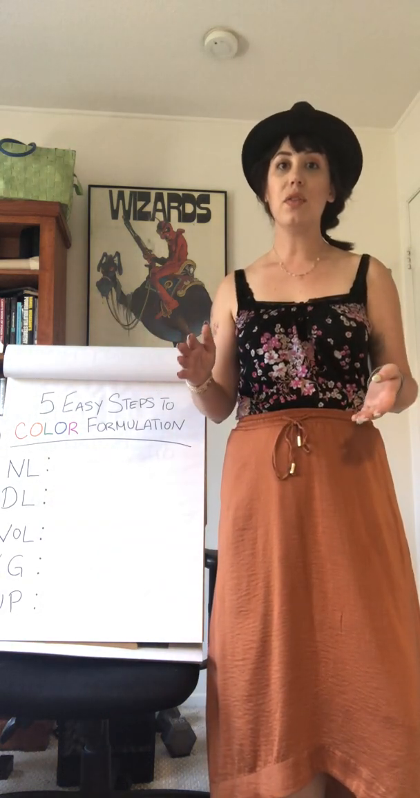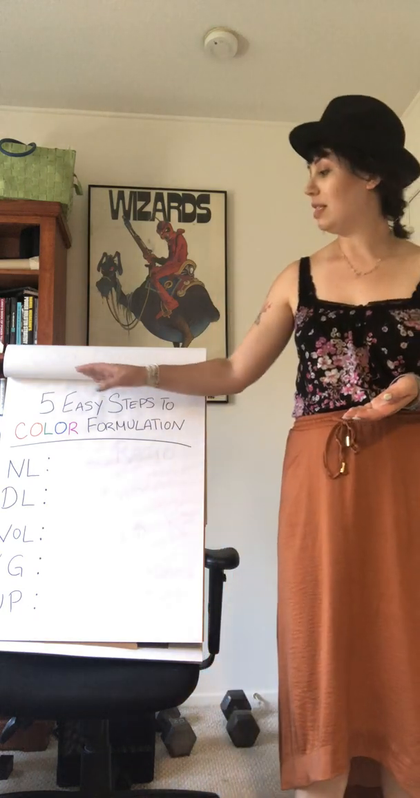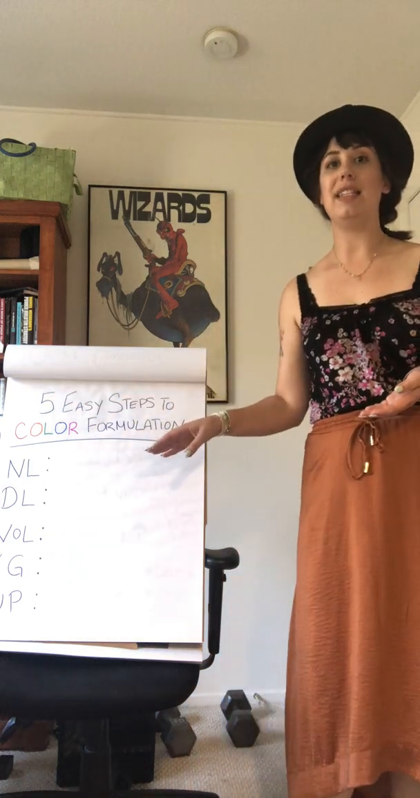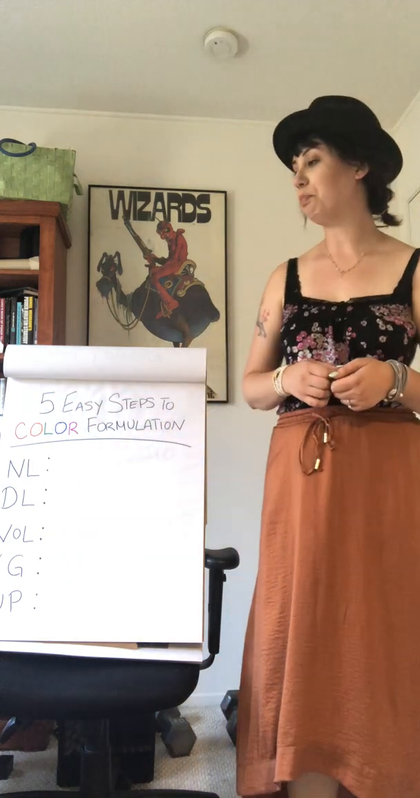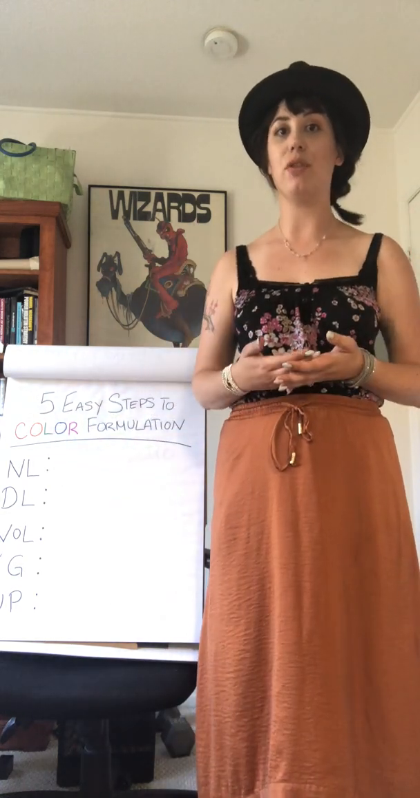So if you've noticed through our examples with gray coverage, we used this breakdown of how to formulate. We call this our 5 easy steps to color formulation. To start off, you're going to want to find your client's natural level.